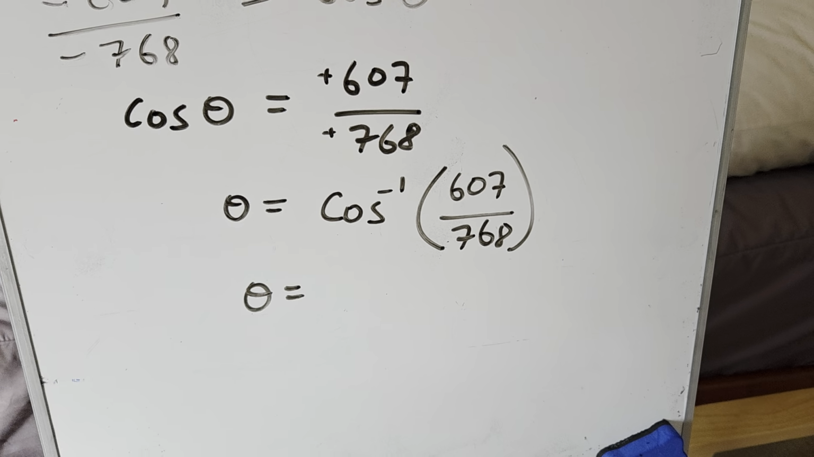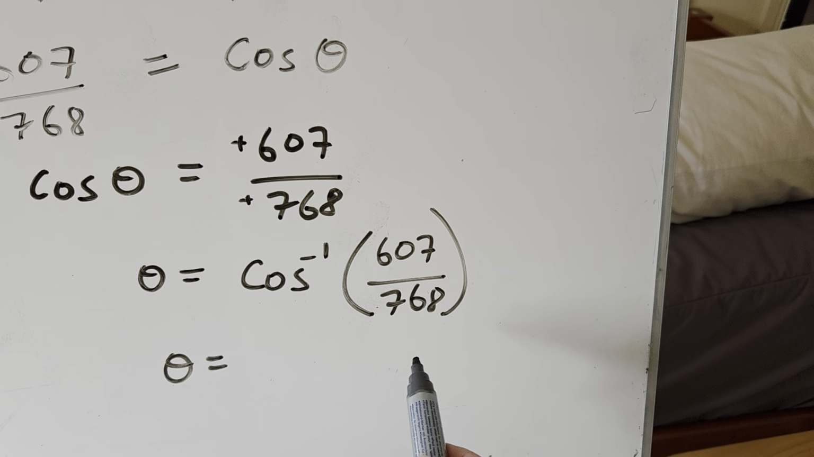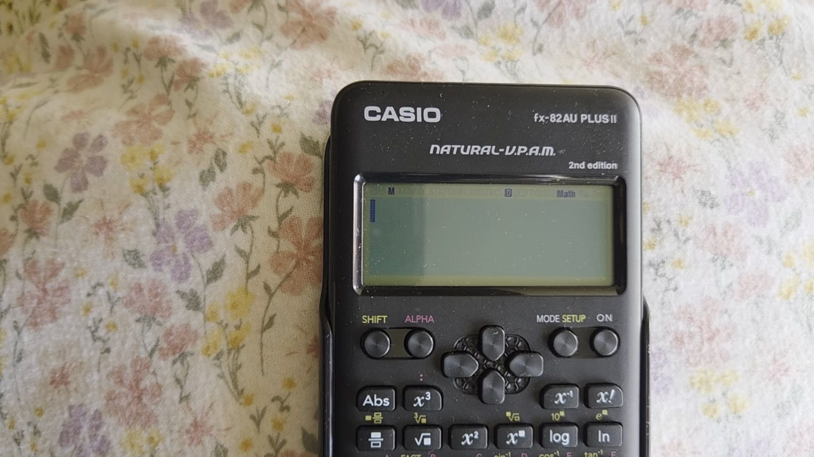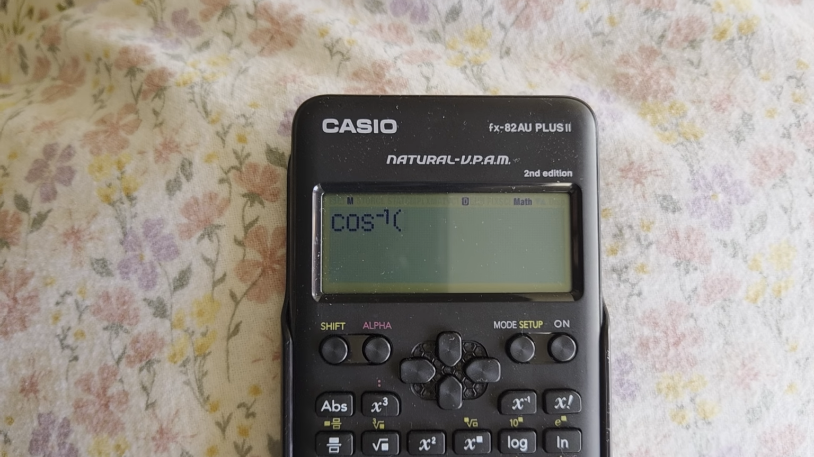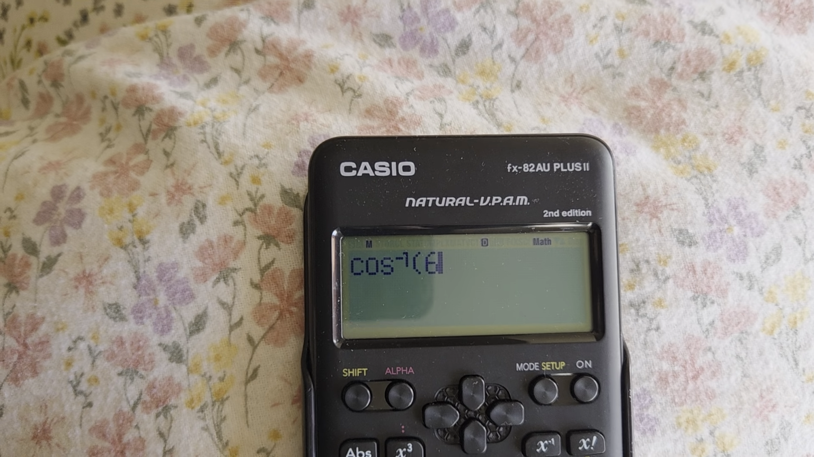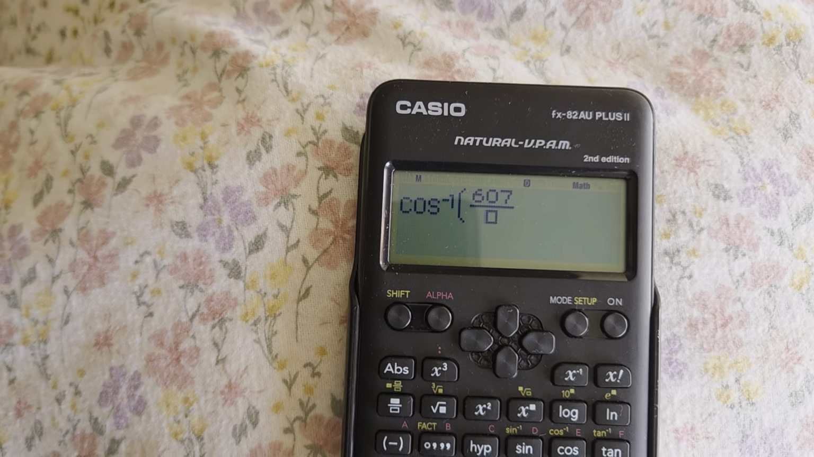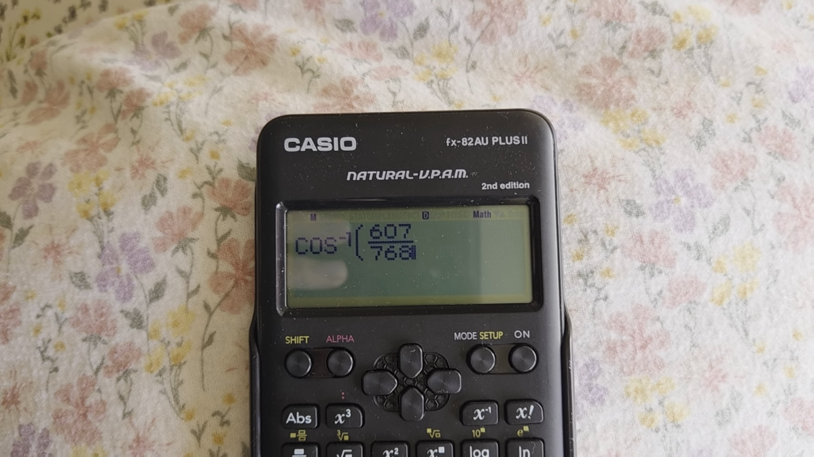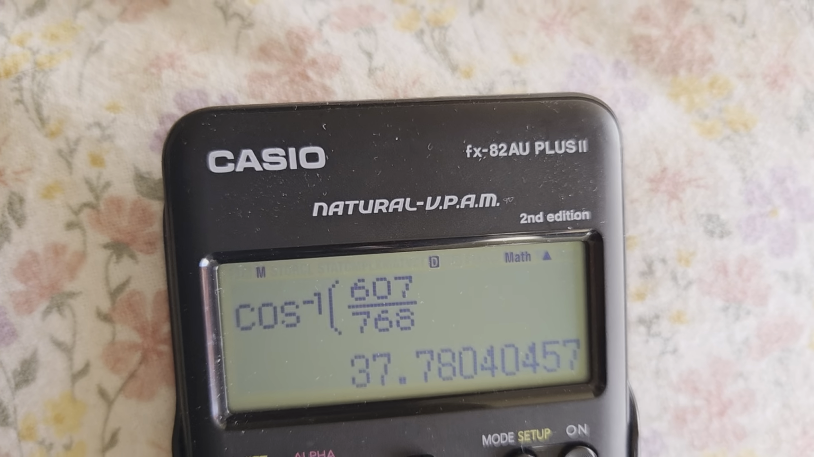So use the calculator carefully. You have to press shift, cosine, open bracket, 607 over 768, close the bracket, and then press equal. So shift, cosine of 607 over 768, and then you press equal.